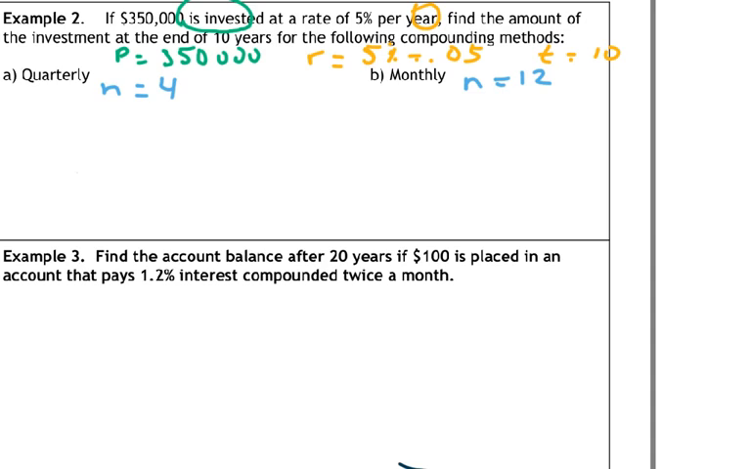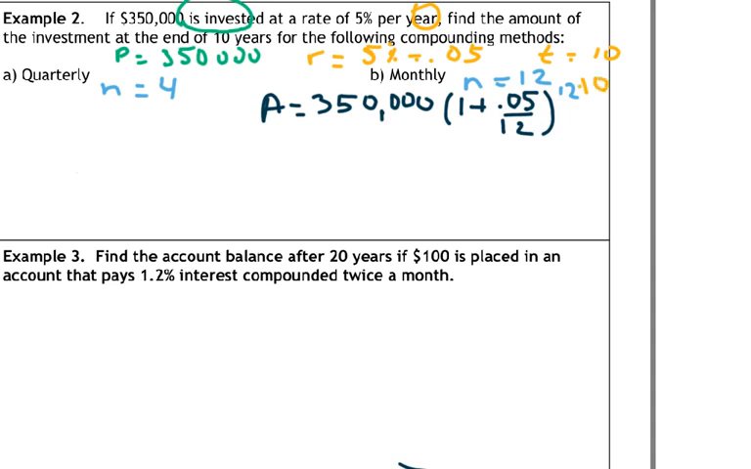Now, if we have our interest compounded monthly, n would be 12, which means they add on interest every month. And let's write the model. So A equals our principal amount, 350,000, and we have 1 plus 0.05. Now we will divide it by 12, and I have 12 times 10 here as the exponent.